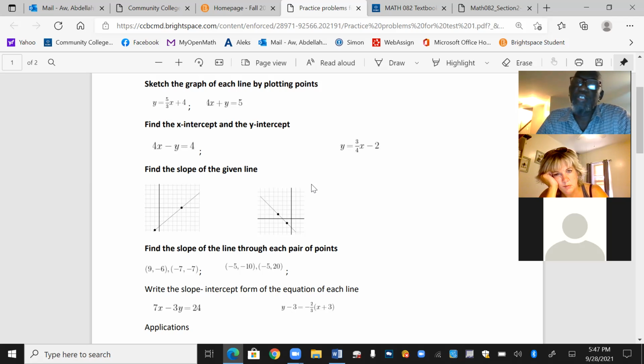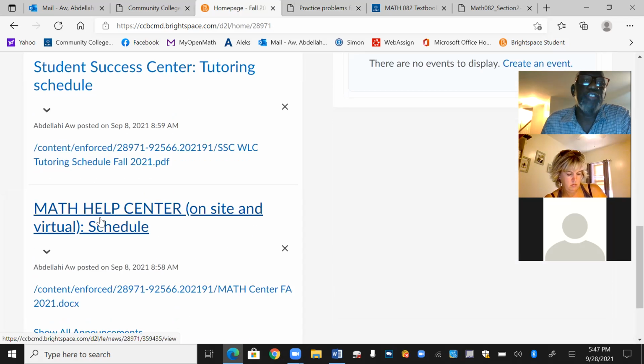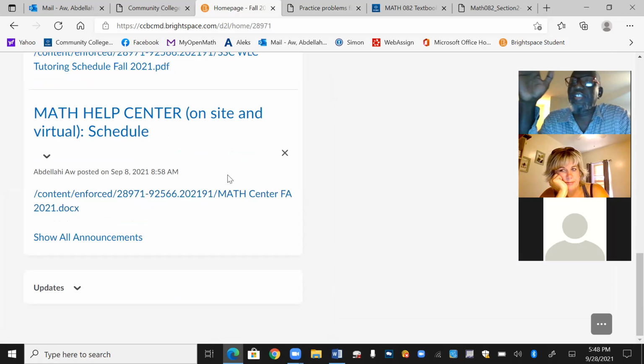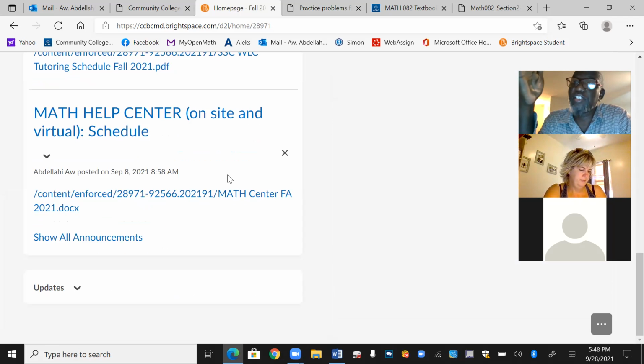Okay, now if my office hours do not fit your schedule, remember, I posted this stuff right here, Math Center. You see the Math Center here? When you click on the file here, you will see the schedule, anytime during the day, almost 5 days a week. You will be able to have some math teachers, CCBC math teachers, that will tutor you for the whole hour if you want to, okay?